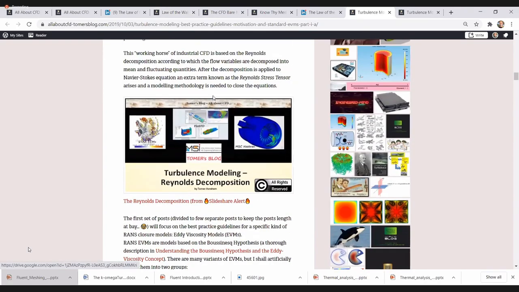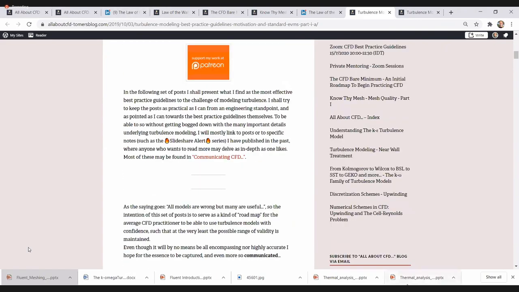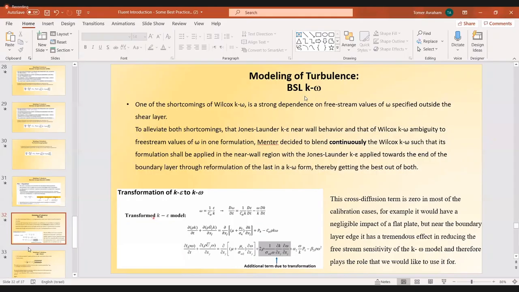So, best practice for EVMs. Let's go back to the screen sharing. I'm not quite done with that. I want you to understand exactly what the difference is between the models you use.